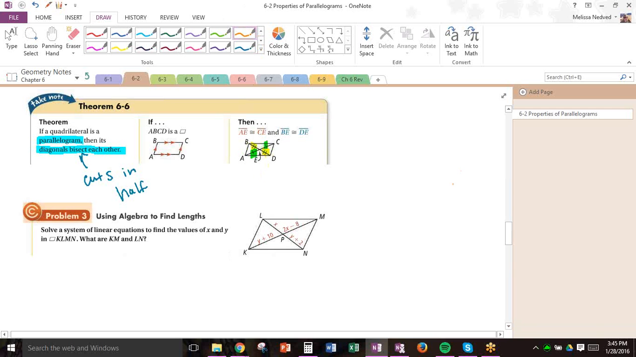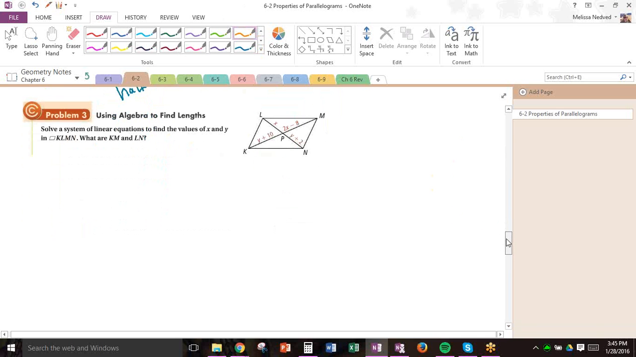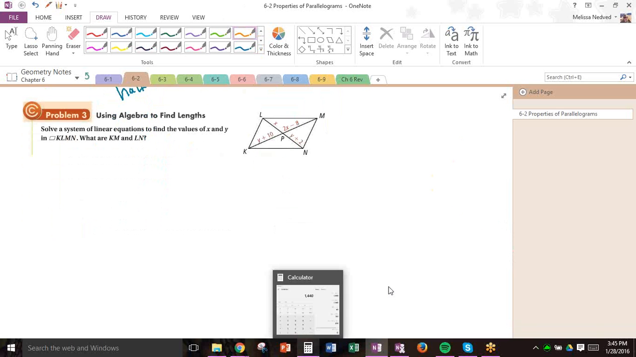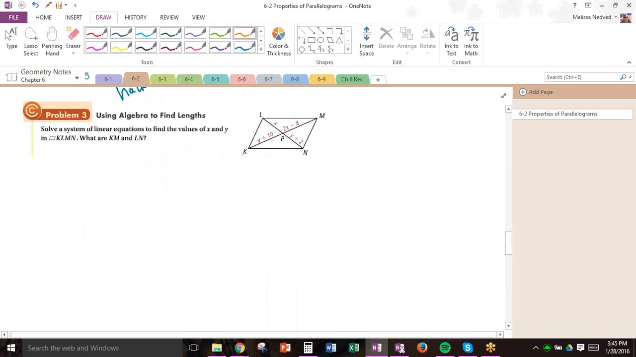All right, so we're going to look at our next example, and this brings back some of our algebra processes of solving systems of equations, meaning we're actually going to end up with 2 equations here with 2 variables, and we're going to need to use either substitution, elimination, or graphing to solve. All right, so let's look at what we have first.